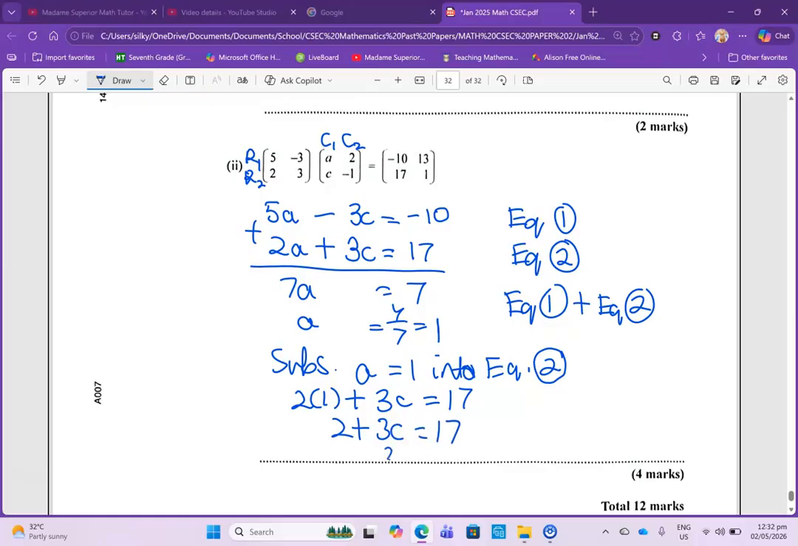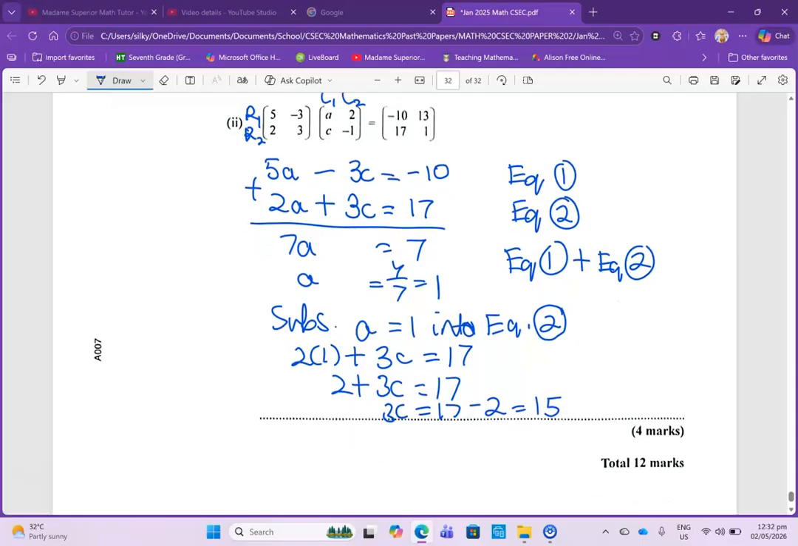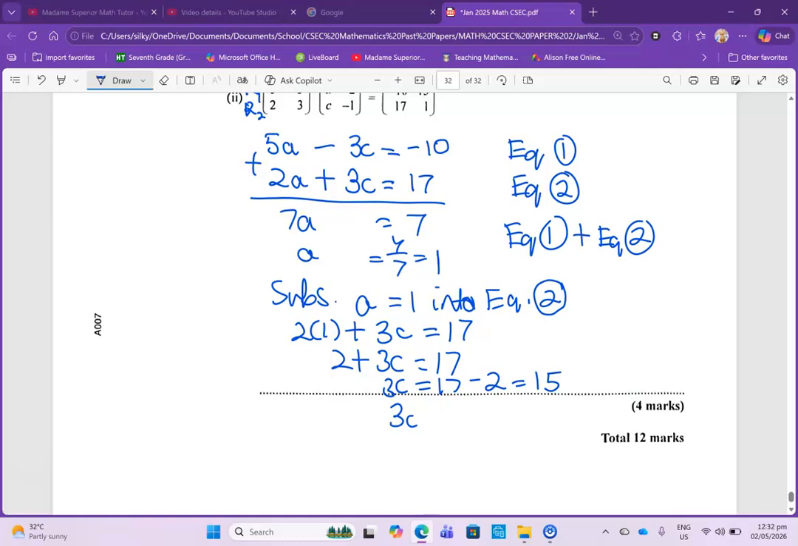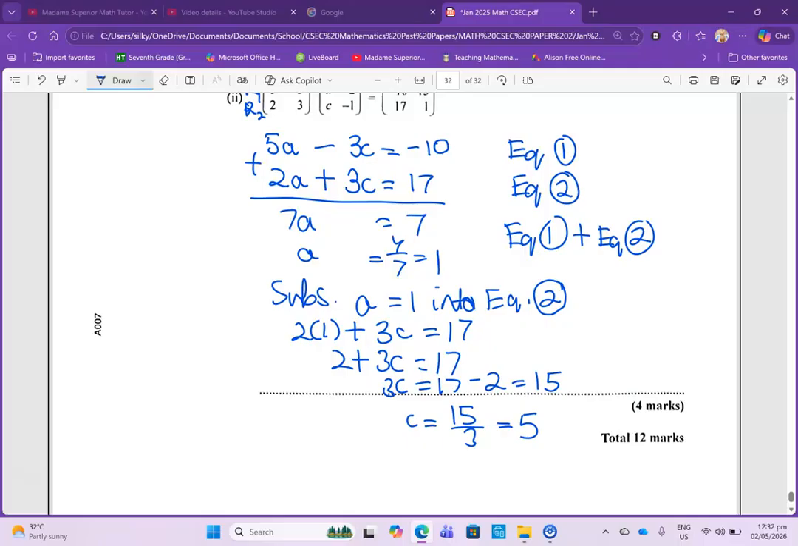So to find c, first I'll have to subtract the 2. 17 take away 2 is equal to 15, and then the last part is to divide by 3. So c is equal to 15 divided by 3. Therefore c is equal to 5. And that is the 4 marks.